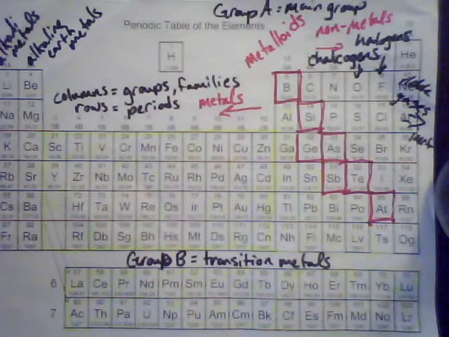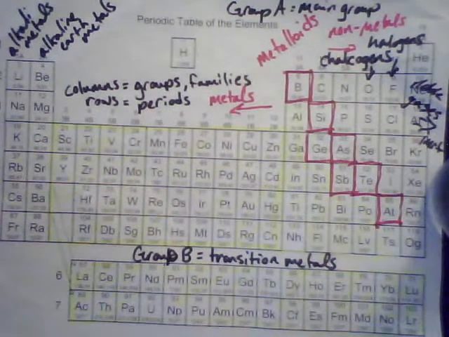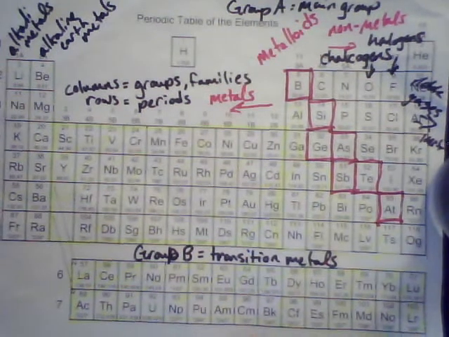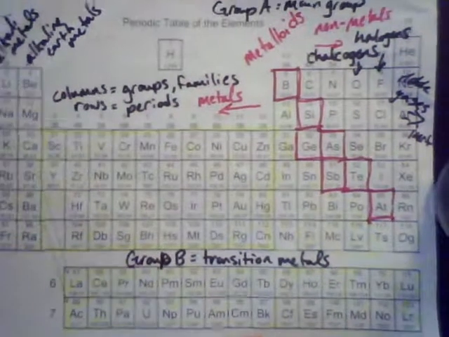Okay, so that's a little bit about the periodic table, a little bit about the makeup, kind of a little bit about metals and nonmetals, and we'll kind of get into some more detail on the background of the names of the elements in a later video.